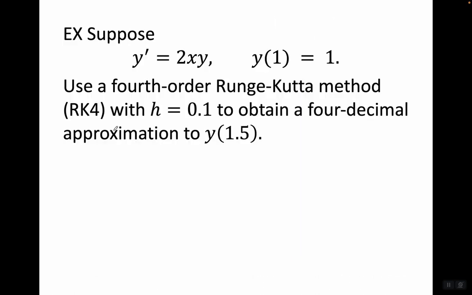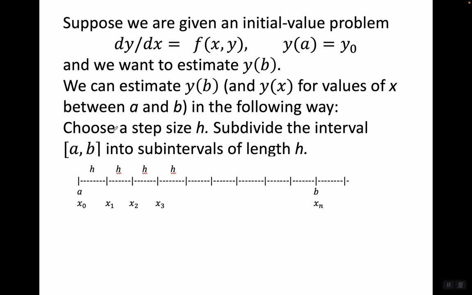Here's an example. Suppose y prime equals 2xy, y of 1 equals 1. Use a fourth order Runge-Kutta method, RK4, with step size h equals 0.1 to obtain a 4-decimal approximation to y of 1.5. Here's the general idea behind Runge-Kutta.